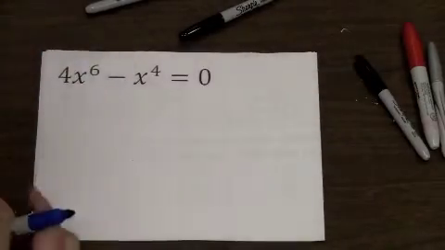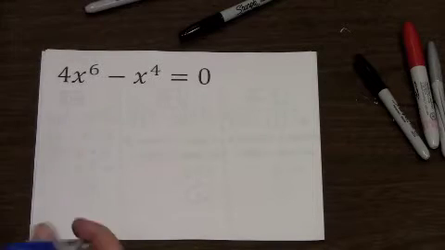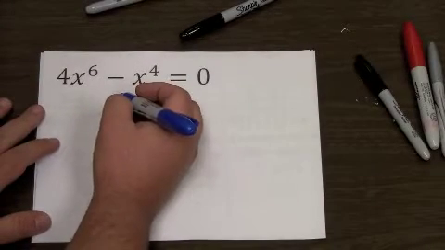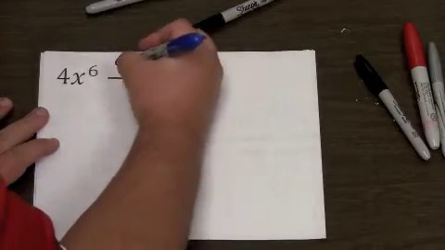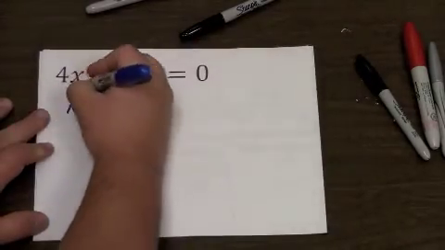All right, now this one's kind of a doozy. It doesn't look that bad, but the answers we get are fractions. First thing we need to check for is GCF, and there is a GCF. Both of them have x. Both of them have x to the 4th. So I'm going to pull out an x to the 4th.